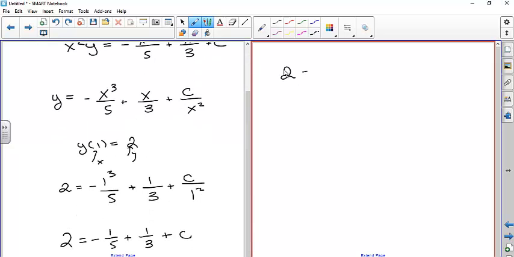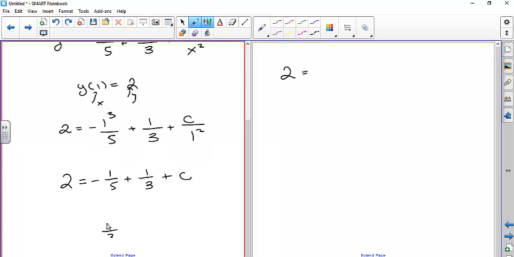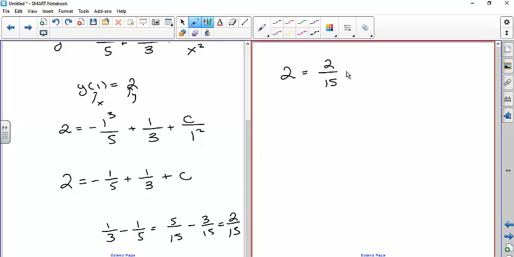And if we take 1/3 minus 1/5, we find a common denominator, which would be 15. So 1/3 is 5/15. 1/5 is 3/15. So 5 minus 3 is 2. So we get 2/15. And 2 is 30/15. So 2 is 2/15 plus c. If we subtract 2/15 from both sides, we'll get 28/15. So that's c.